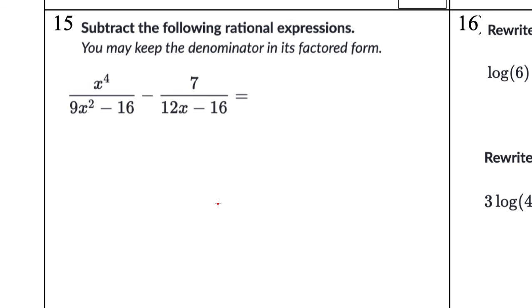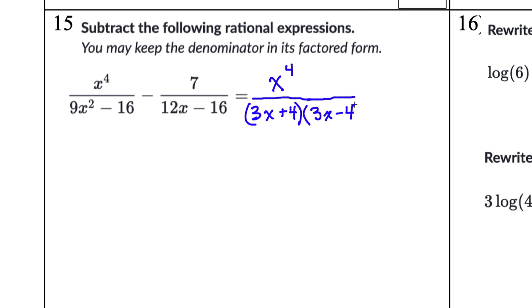Number 15. Subtract the following rational expressions. This guy is notoriously hard. The first step is to factor. The numerator, I can't really do anything, x to the power 4. The denominator of that left-hand fraction, I can factor. This is a difference of squares: 3x plus 4 and 3x minus 4, the conjugate pair.